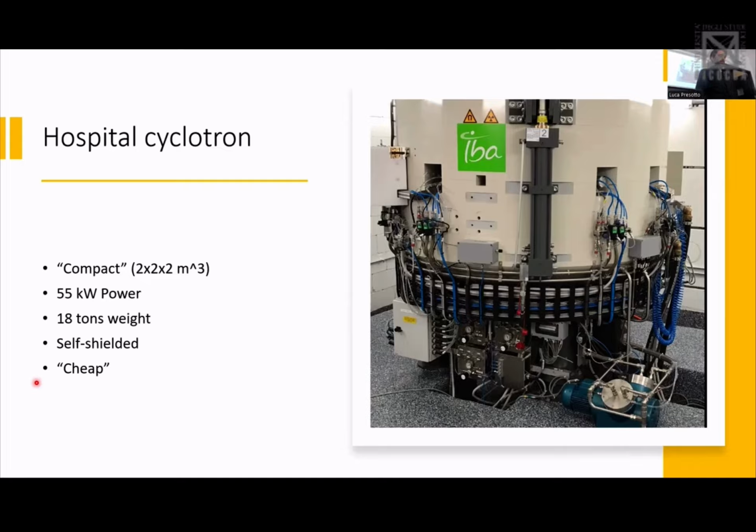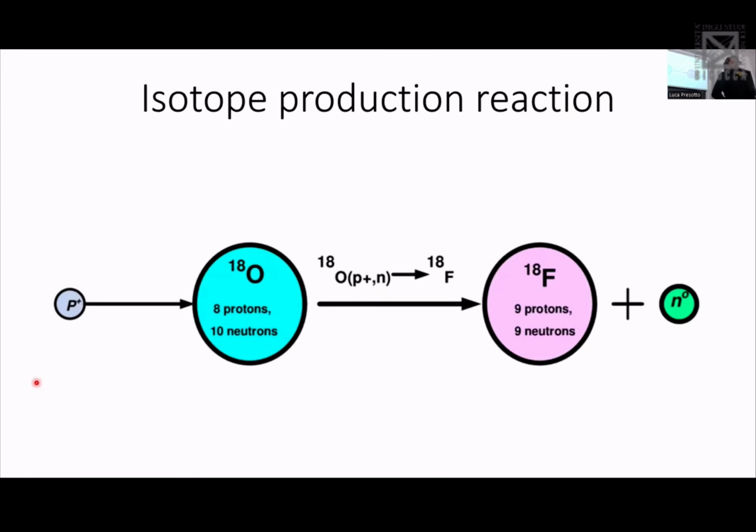Actually, that's not the most expensive part by far. How do you produce isotopes? The most common way is that you accelerate a proton, which, by the way, is just hydrogen. So you literally buy a bottle of hydrogen and you put the gas in the accelerator, accelerate it with your cyclotron, and then you bombard a target of the material that you want.